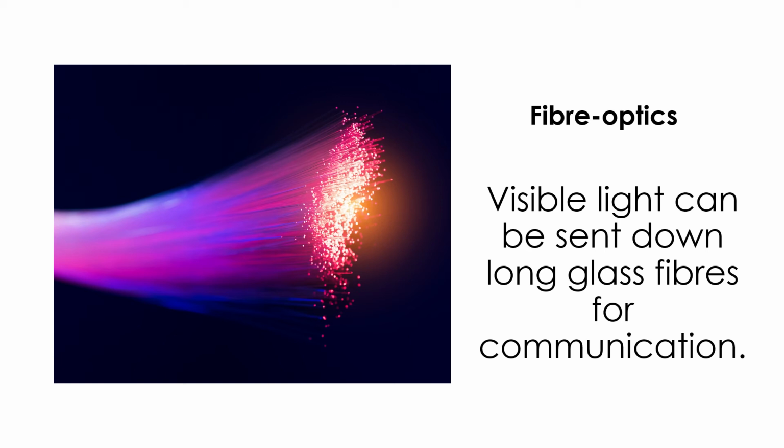So visible light can be sent down long glass fibers for communication. So what happens is, when the light enters the glass fiber, the edges of the fiber act like a mirror to reflect the light, so that the light stays inside those fibers. It can then be sent several kilometers from source to receiver. And this is how fiber optic broadband works. Pulses of light are sent along these glass fibers. As they pass along, they are totally internally reflected, so that the light that enters one end comes out the other.